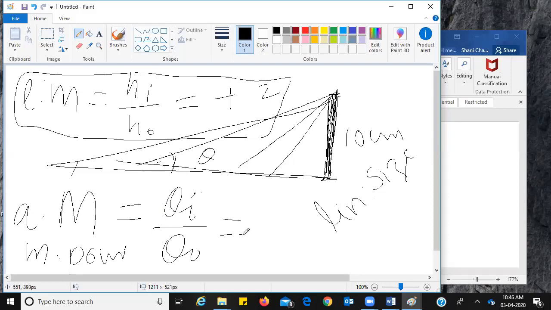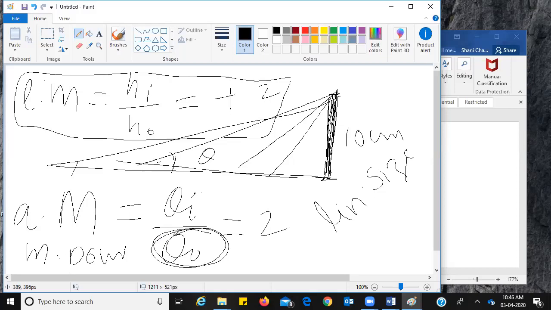If this is 2, what do you mean? That means the angle formed by the image is twice the angle made by the object. If we see with a normal eye, that angle is theta O. You see an object with a normal eye, no specs, no instruments, nothing. Directly I'm viewing the tall building. The angle I get from top and bottom to my eye is called theta O.